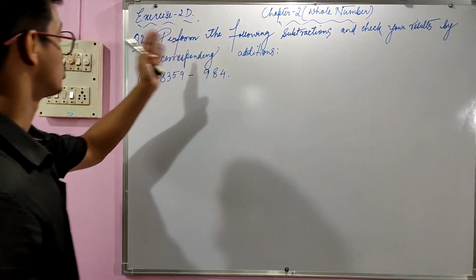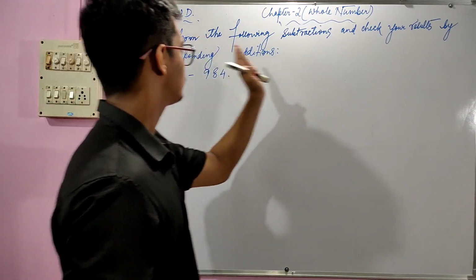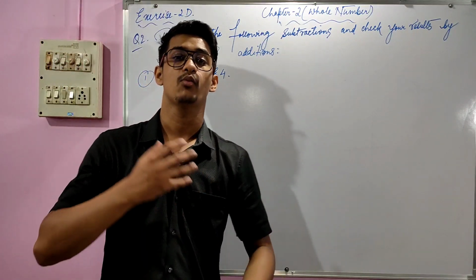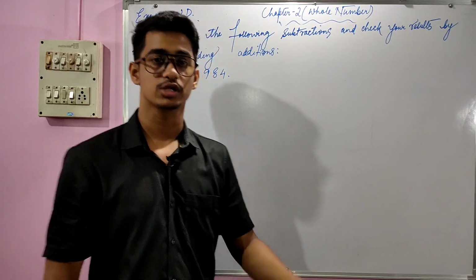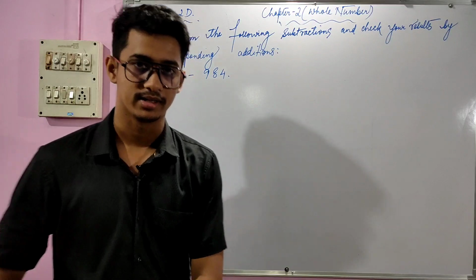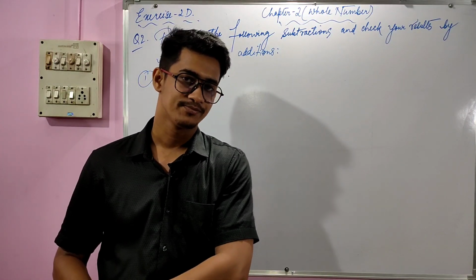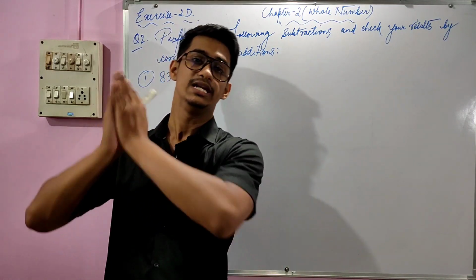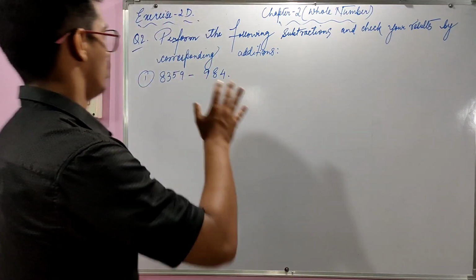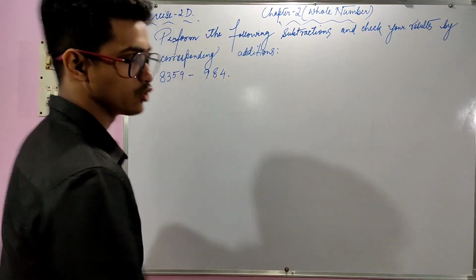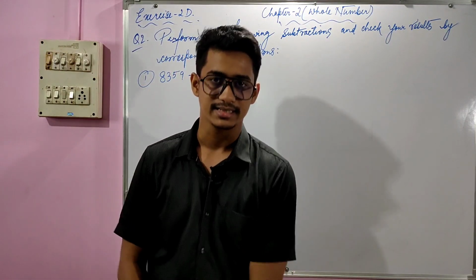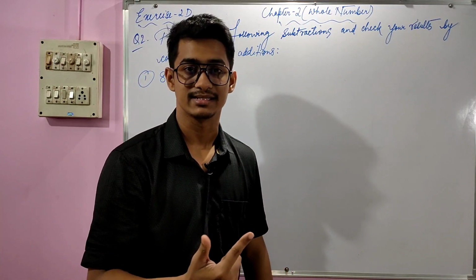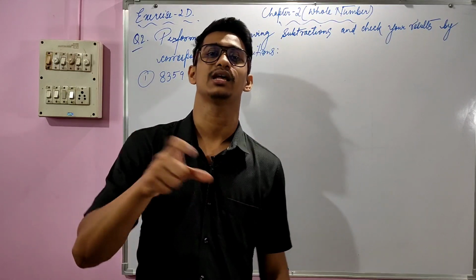So here is question number 2. Question number 2 is saying: perform the following subtraction and check your results by corresponding addition. Question number 1 is framing the sentence, and question number 2 is the calculation part. And from that calculation also we can make our initial sentences. Like how? The question is 8359 minus 984, right? So first of all we have to subtract this number, and whatever result comes, we have to frame that sentence into addition and again calculate it.